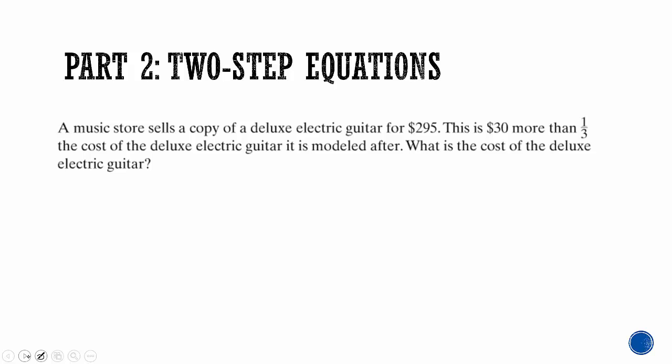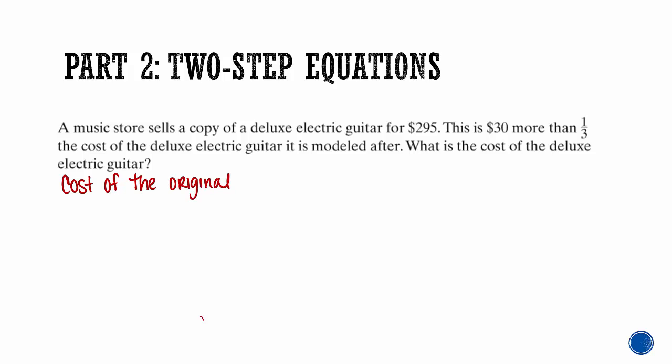So now that we know how to solve equations, let's see if we can come up with a story and then create an equation from it. So we have a music store, and it sells a copy of a deluxe electric guitar for $295. This cost is $30 more than 1/3 the cost of the deluxe electric guitar it's modeled after, so like the original one. What is the cost of the original electric guitar? So what don't we know? What we don't know is the cost of the original.